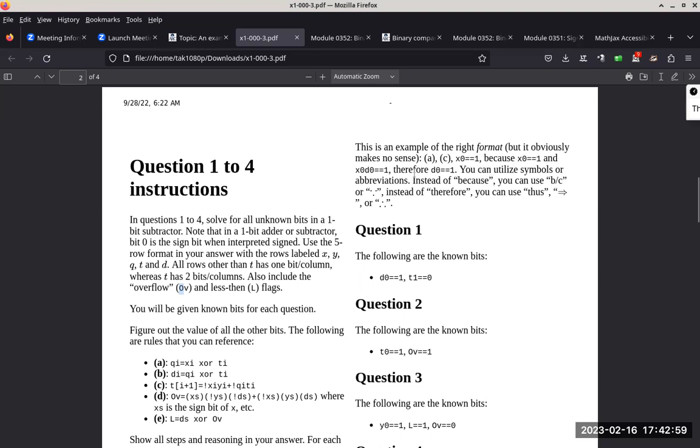You can utilize symbols or abbreviations instead of because. You can use B/C or the three dots with two dots on top and one dot below. That's the mathematical symbol for because. Instead of therefore, you can use thus, the implication symbol, and also the math symbol for therefore, which is also three dots, but this time the two dots are at the bottom. Okay, so do we have any questions about the notations that you are allowed to use in this case?